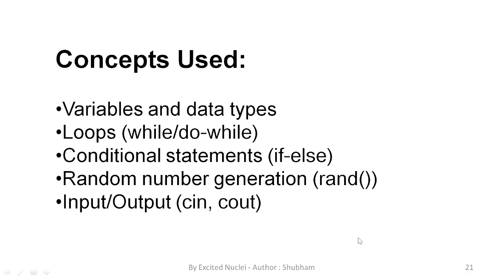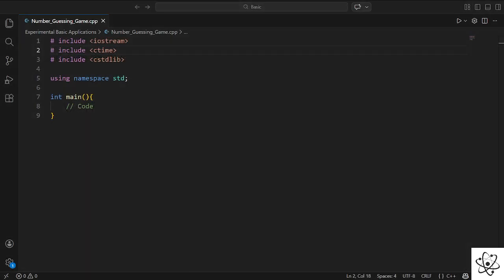These are the concepts that we are going to use: basically variables and data types, loops, conditional statements, random number generation, and input output. Now let me share my coding screen to show you the code. So this is the code. I hope everything is visible. Yeah. As discussed in the previous video, we are going to use ctime and cstdlib, which basically help us to generate a random number.